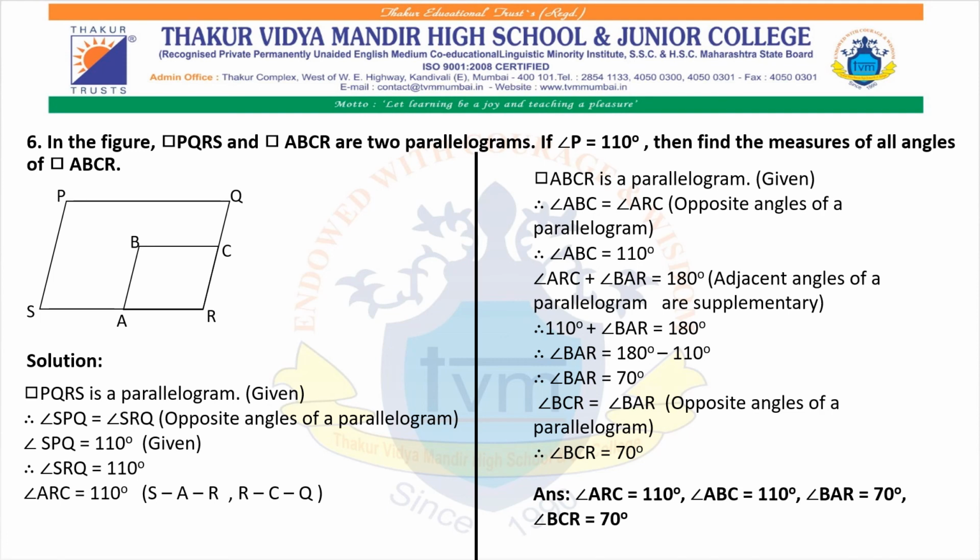Angle BCR is equal to angle BAR. Opposite angles of a parallelogram are congruent. Therefore, angle BCR is equal to 70 degrees. So the answer is: angle ARC is equal to 110 degrees, angle ABC is 110 degrees, angle BAR is 70 degrees, and angle BCR is also 70 degrees.